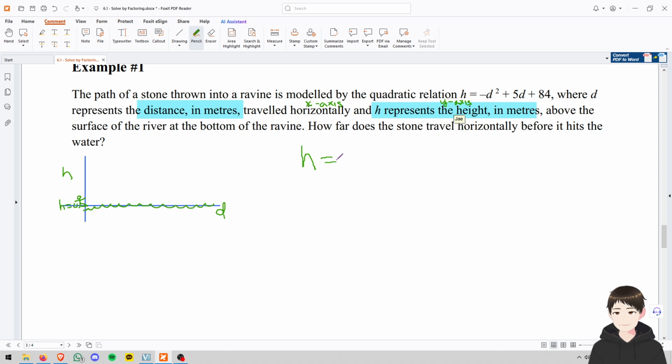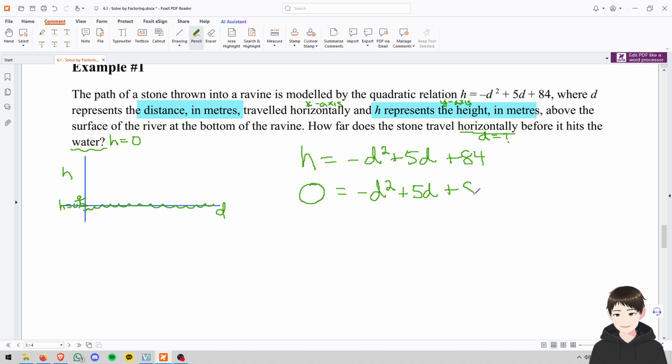My h is equal to negative d squared plus 5d plus 84. And I want to know, how far does the stone travel? In other words, what is d? How far does a stone travel horizontally before it hits the water? That means h is 0. Sound familiar? My y value is 0, and I'm looking for the variable inside the equation. So I'm going to factor it.